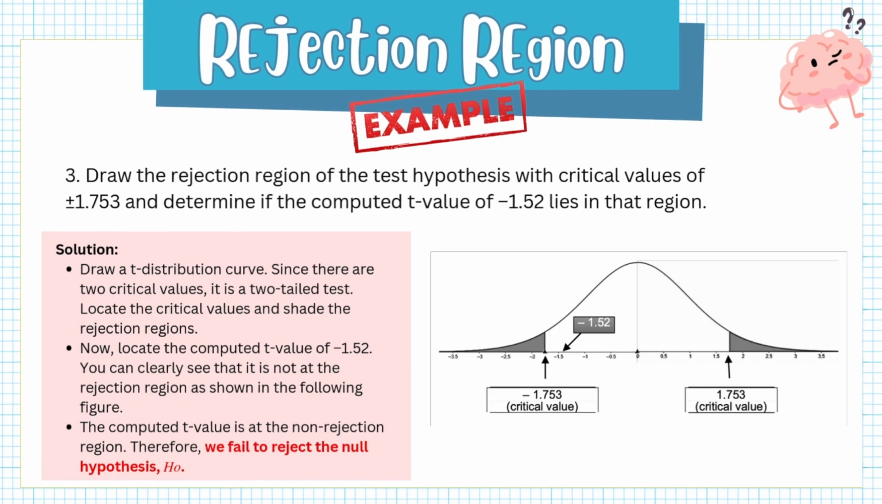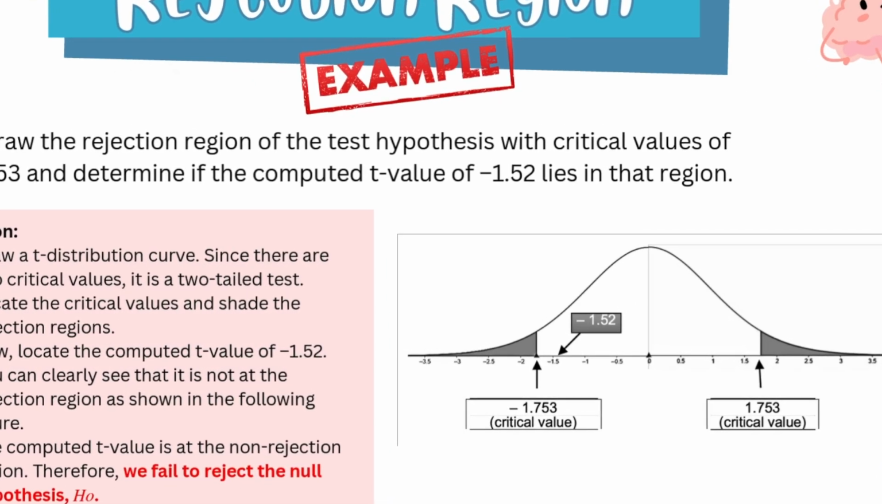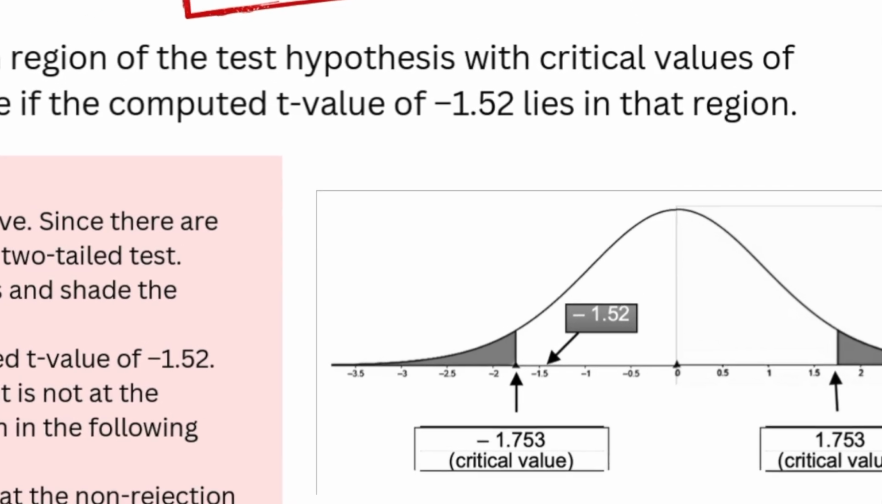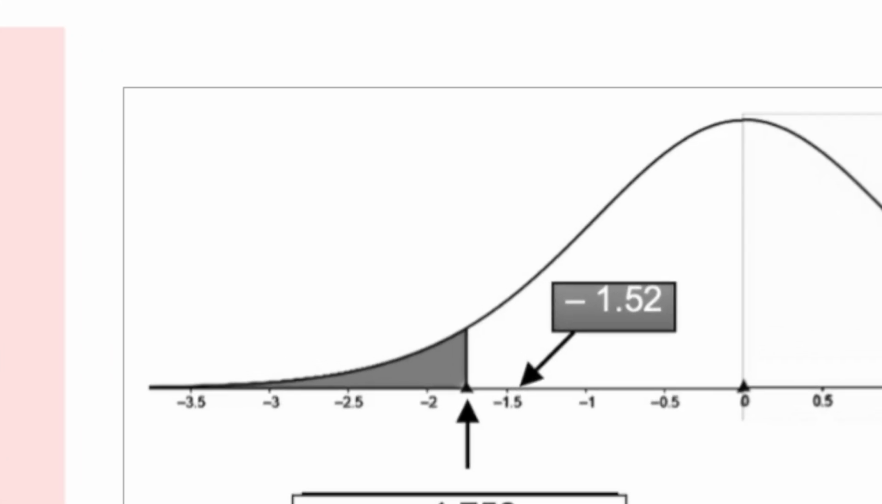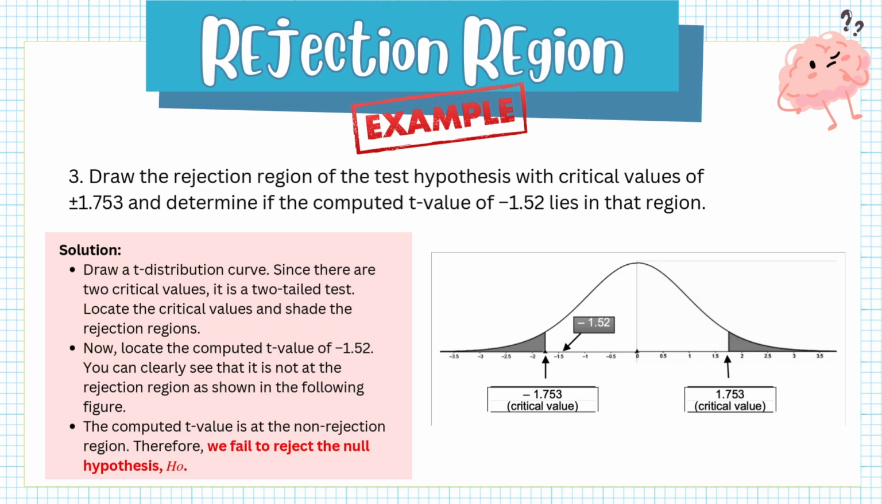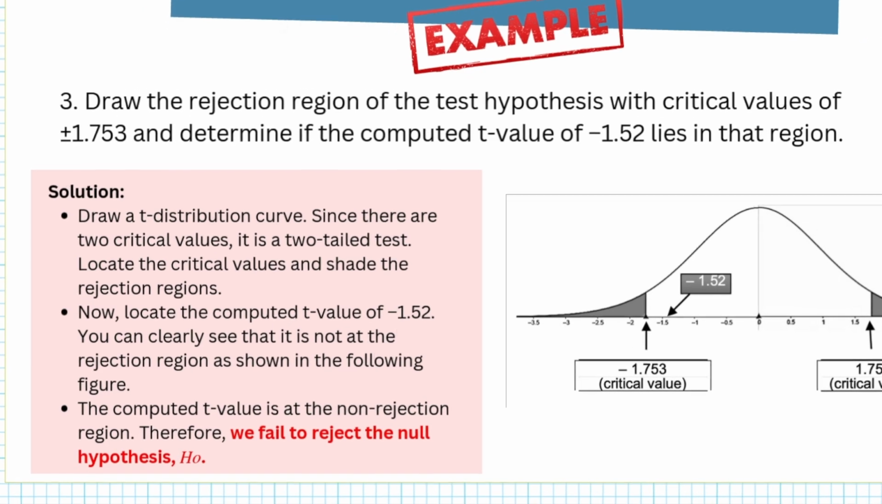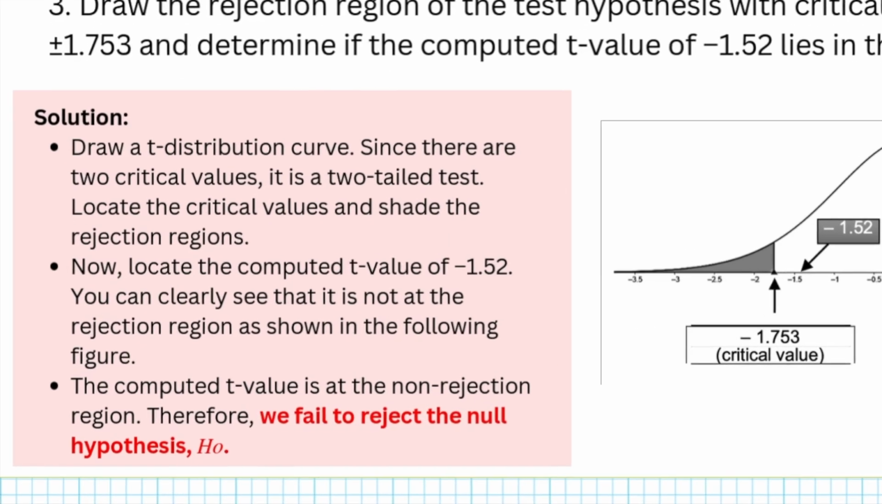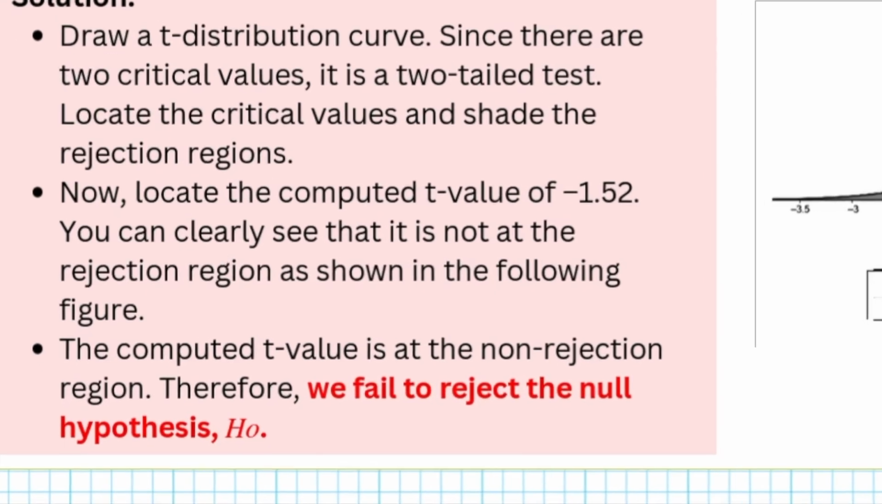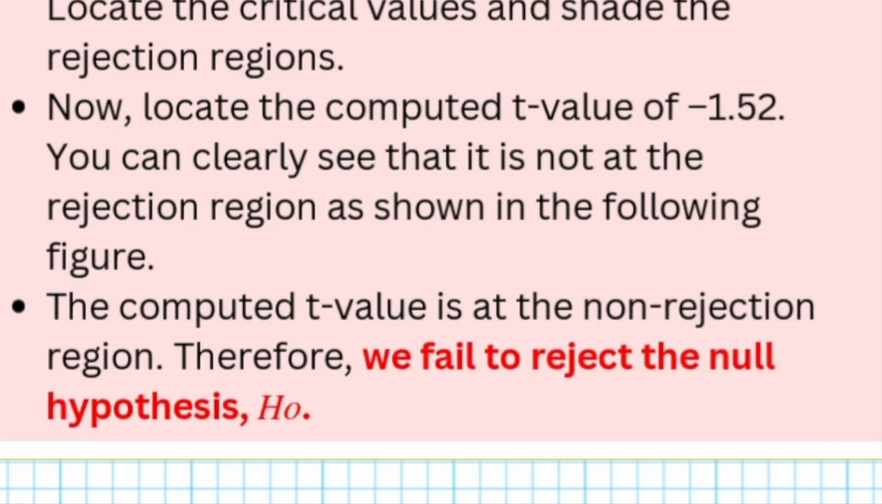This is the computed t-value, negative 1.52. You clearly see that it is not at the rejection region as shown in the following figure or graph. The computed t-value is at the non-rejection region. Therefore, we fail to reject the null hypothesis.